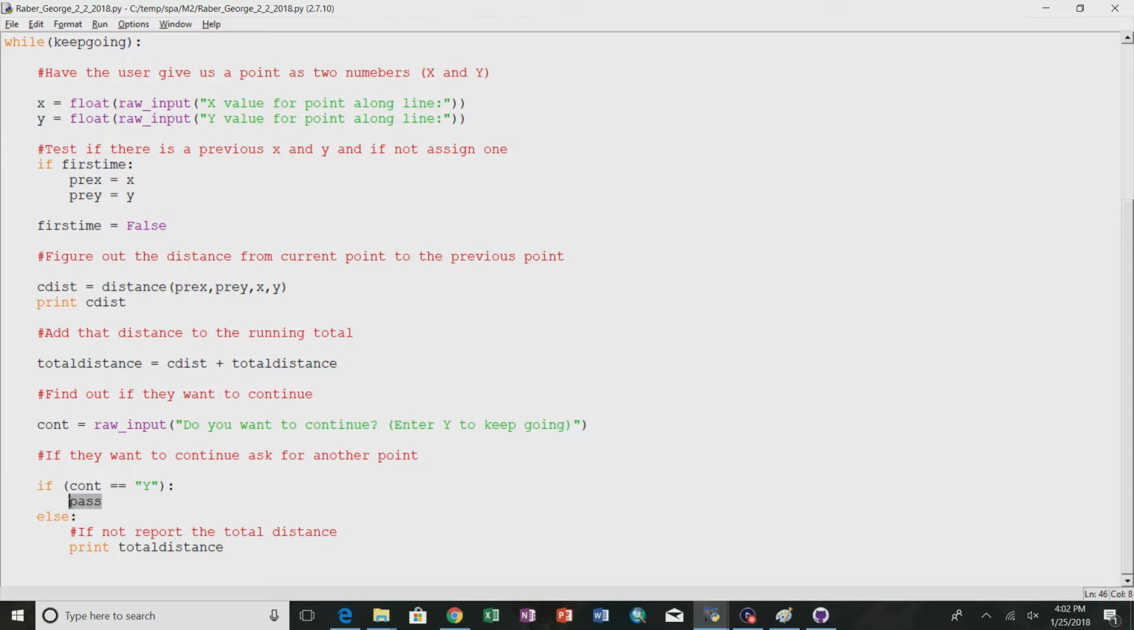If they hit anything other than y, like x or whatever, that means they don't want to continue. Right, but you need to explicitly state start equals false somewhere. Otherwise, it's going to keep going forever. I got you. So, what's that? Yeah, you could put it in the else statement. Exactly. Okay? So that's it.